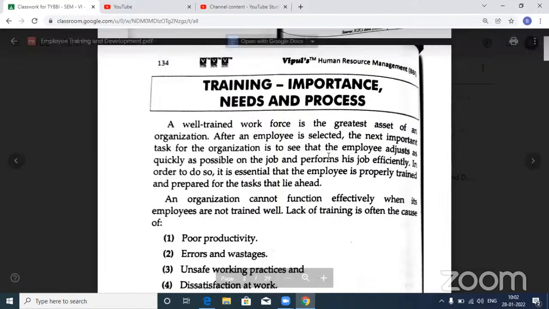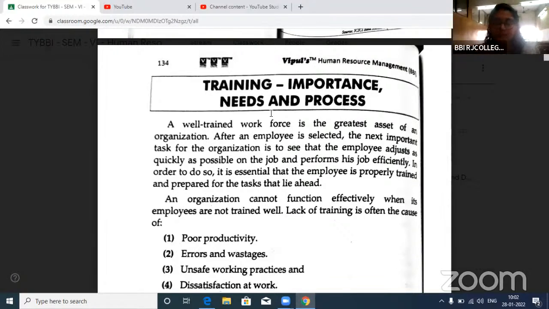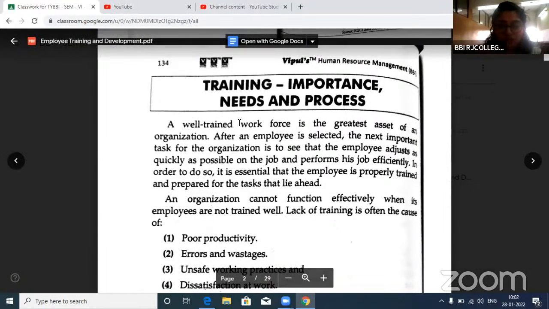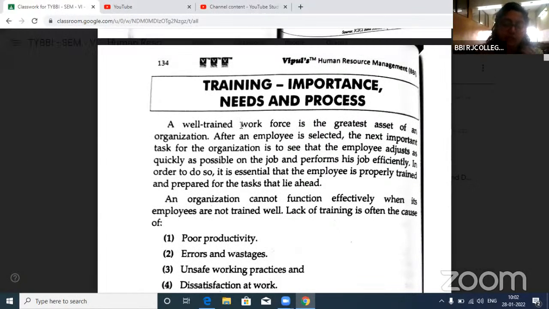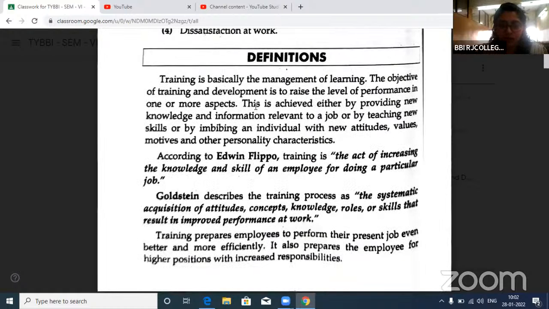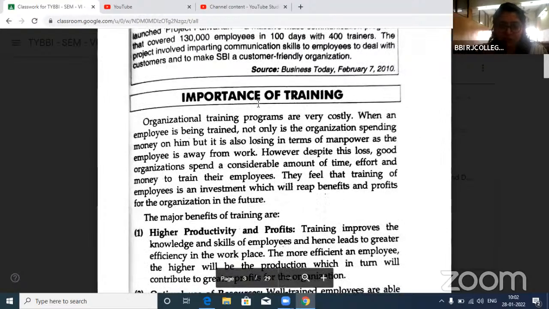Okay. So see, we started with training. Employee training is very, very important. Until and unless you give training to employees, they will not be doing their work efficiently. So for employees to perform their jobs efficiently, you need to train them first. We did the training definition also, and the importance of training.